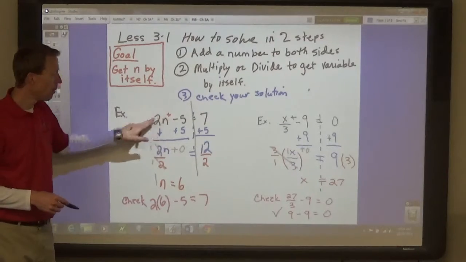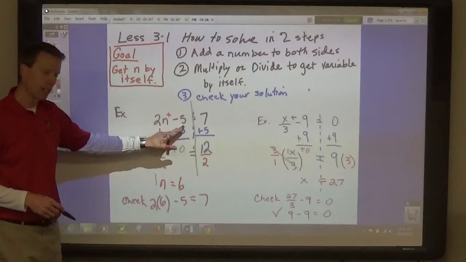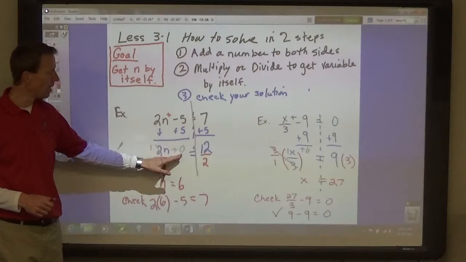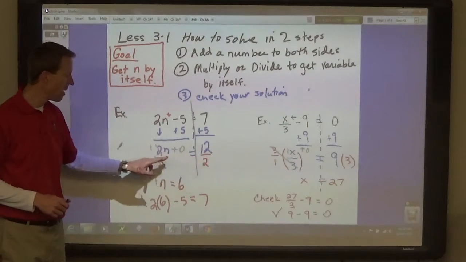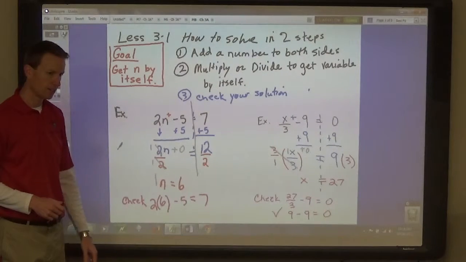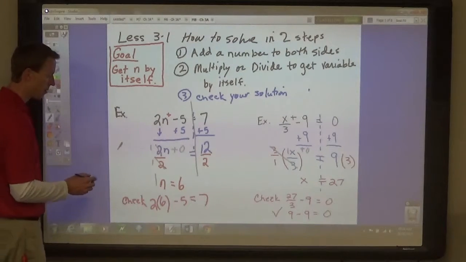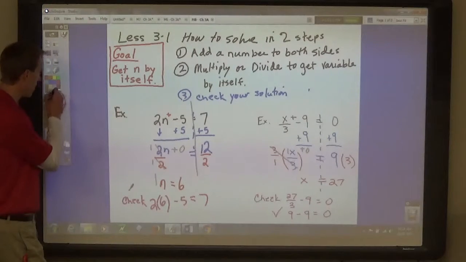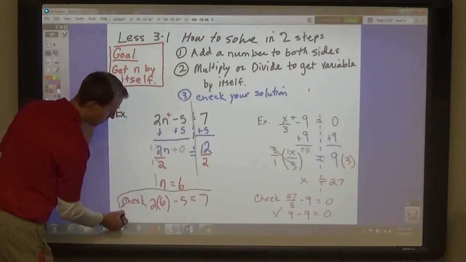We need to get this by itself first when we're solving, okay? So that's why we have to get rid of the negative 5. Start by adding 5 to this side and the other side, and then divide by 2 to get n equals 6. Now, another thing you have to do is check these. There can be a decimal, you can find a number with a decimal. It may not always be a whole number. Take a look at the check.